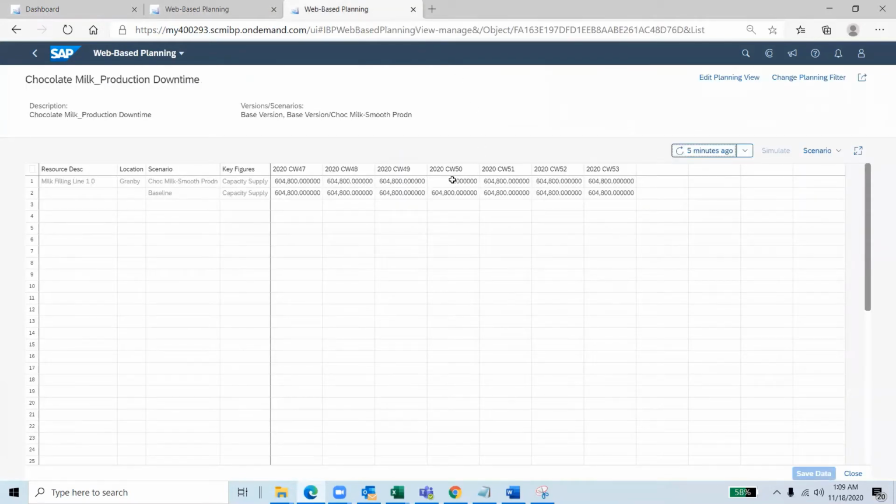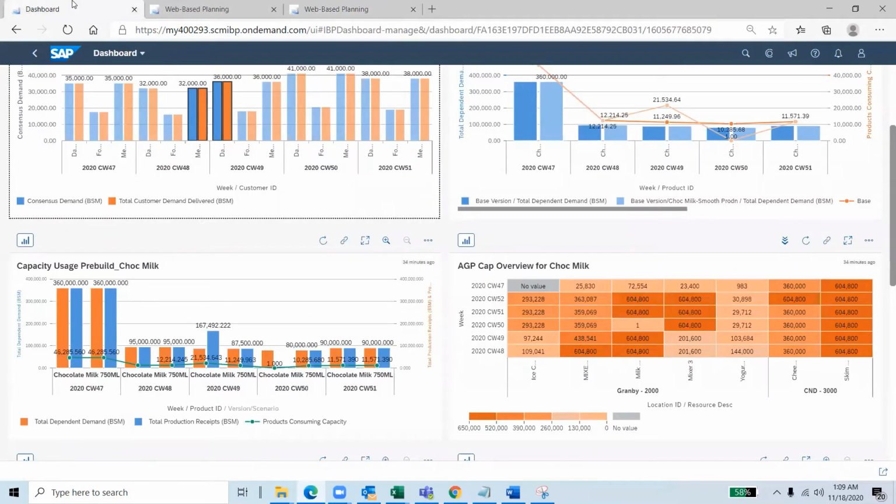We are representing, and I can show you that in the web planning tool. If you see here in week 50, I have mentioned here that there is only 1 hour or 1 second of supply available versus 24-hour supply available for the rest of the weeks in the system.